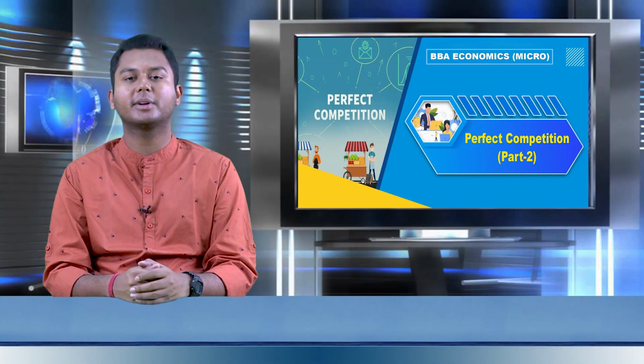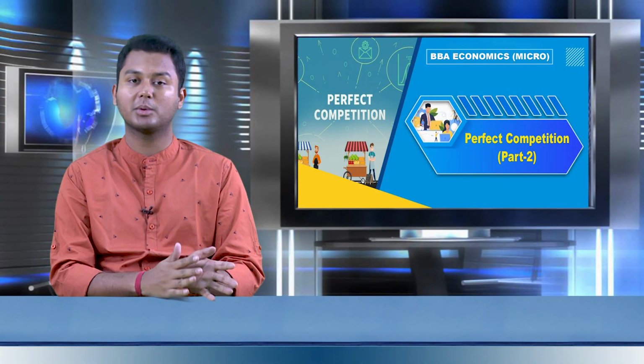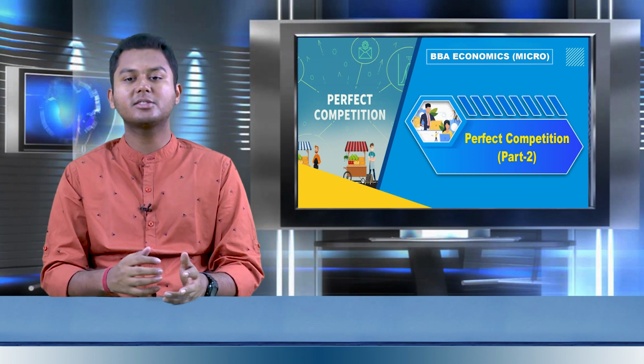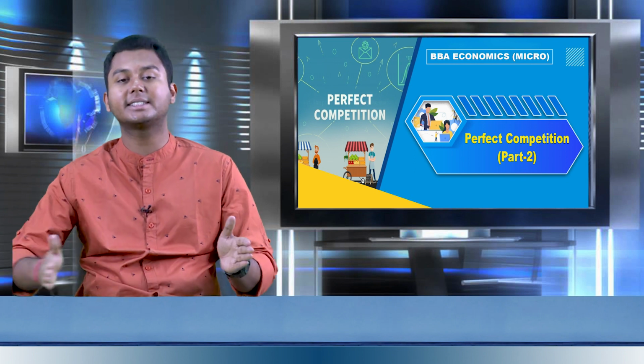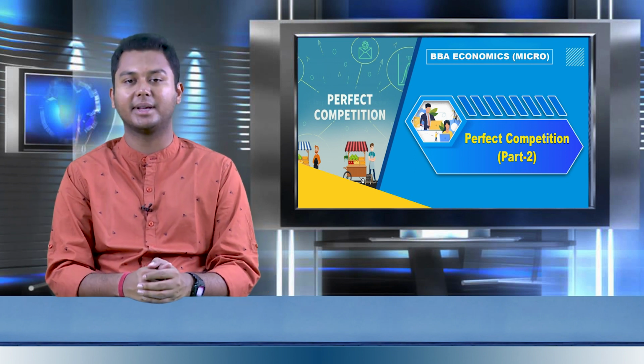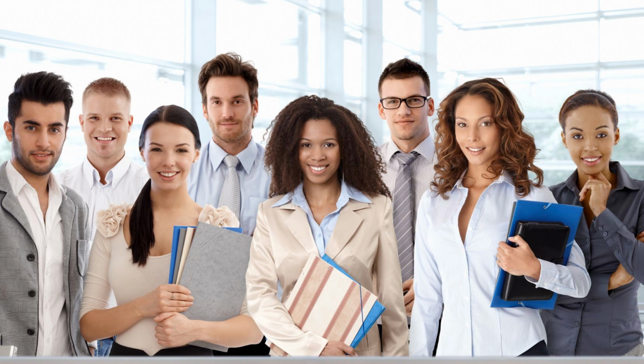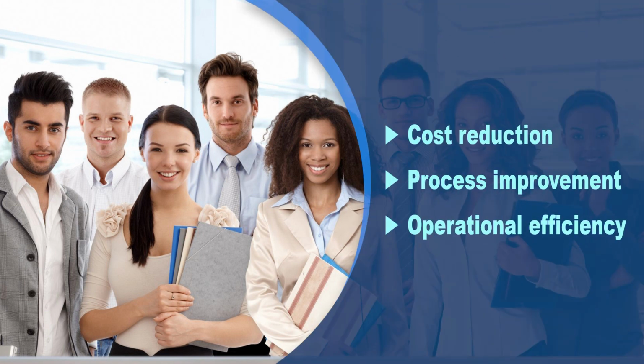Since firms in perfect competition earn only normal profits in the long run, business students learn the importance of minimizing costs to sustain operations over an extended period of time. This knowledge would help future managers develop strategies for cost reduction, process improvement and operational efficiency in a highly competitive market.